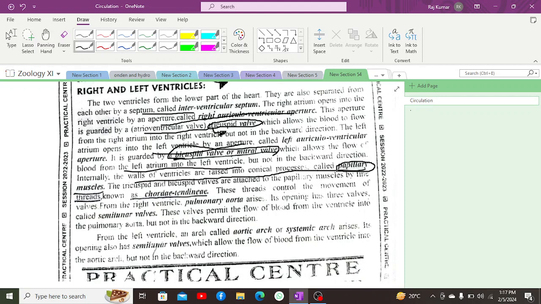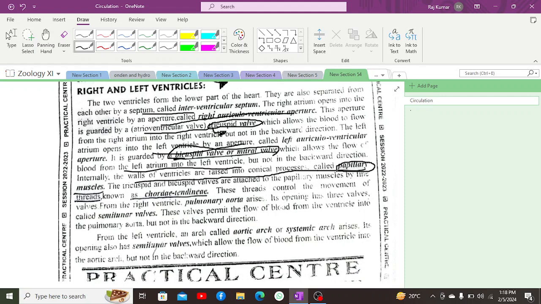Three papillary muscles are attached to the tricuspid valve. Two papillary muscles are attached to the bicuspid valve. Moreover, these valves are attached to the papillary muscles by threads known as chordae tendineae. These threads control the movement of the valves. From the right ventricle, the pulmonary aorta arises. Its opening has three valves called semilunar valves.